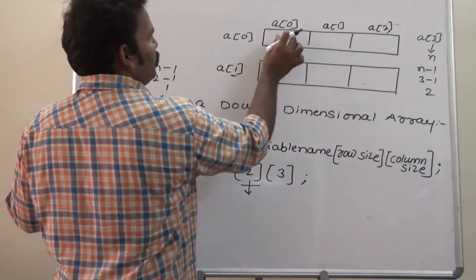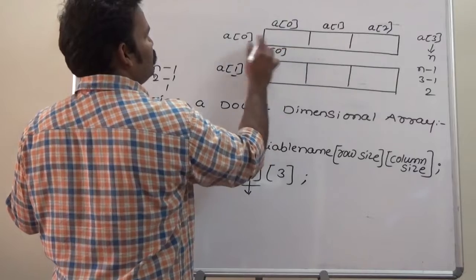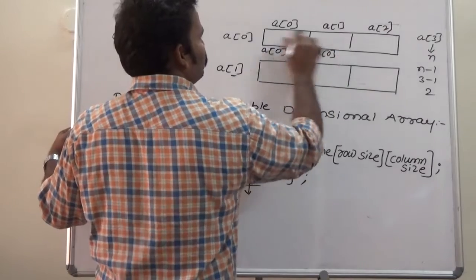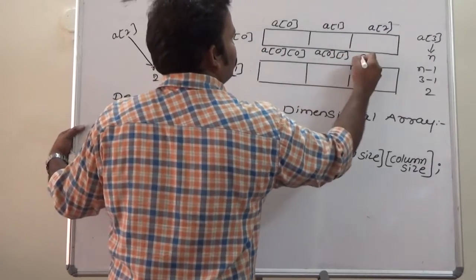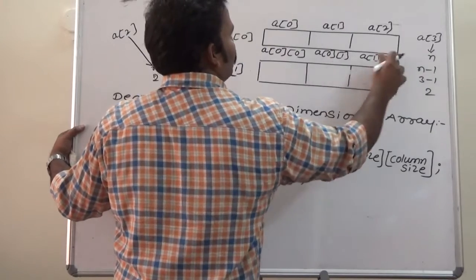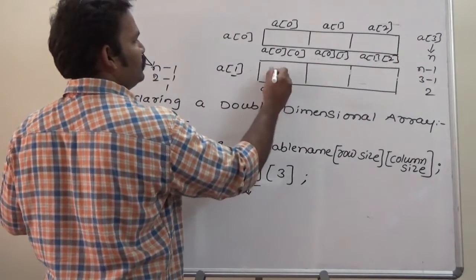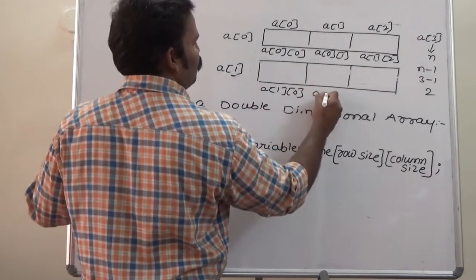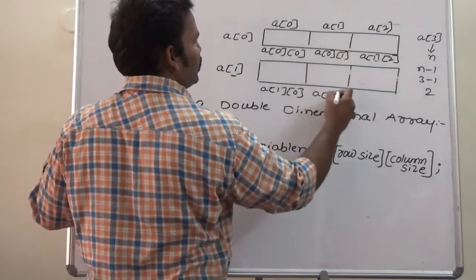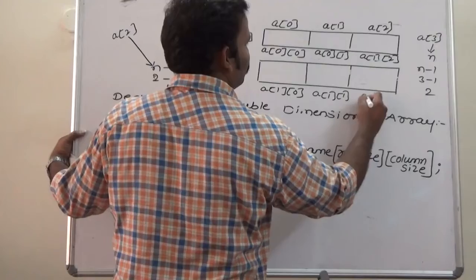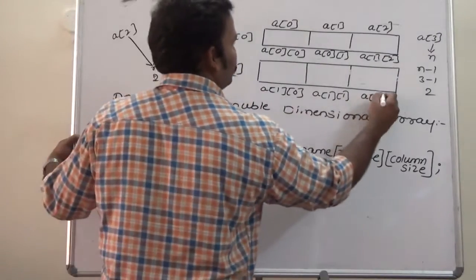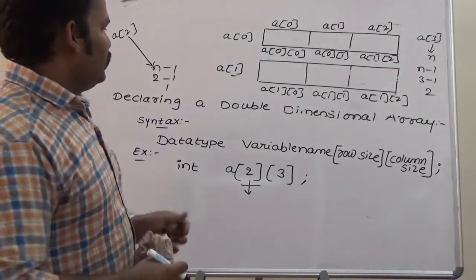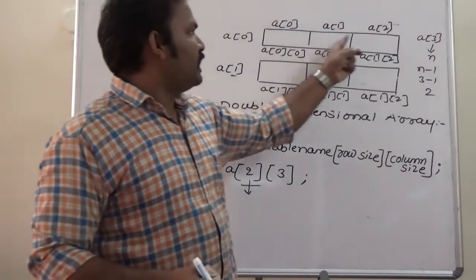So this memory location has index value A of 0, 0: 0th row, 0th column. Next 0, 1. Next, the first row, third column is A of 1, 2. This location has index value A of 1, 0. Then the second row, second column, and the second row, third column: row index value 1, third column index value 2. So now this A array can hold 6 elements.